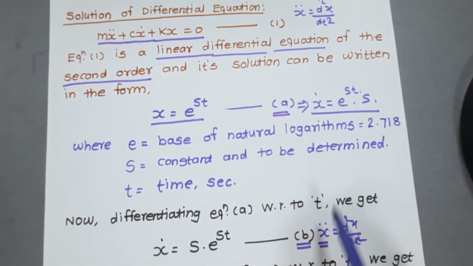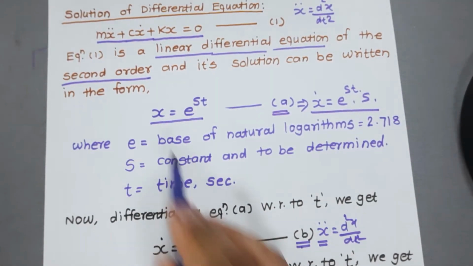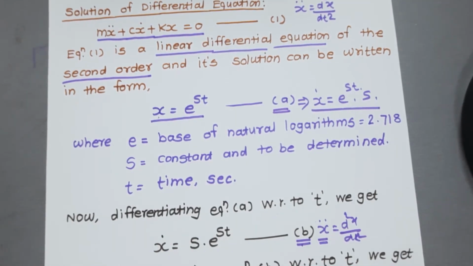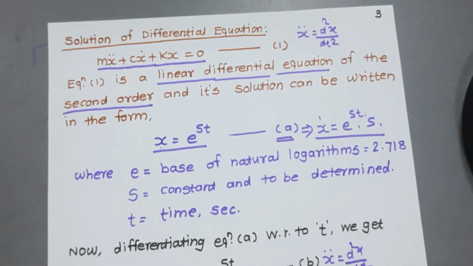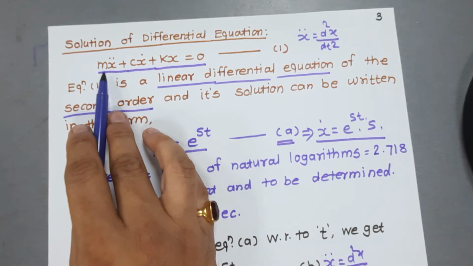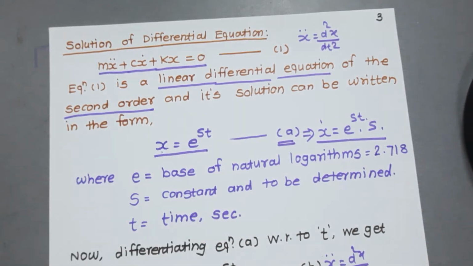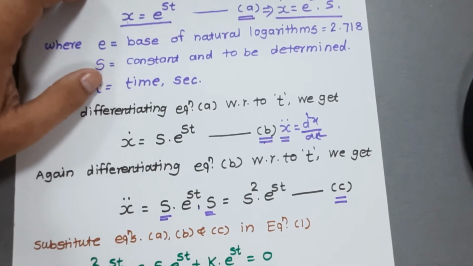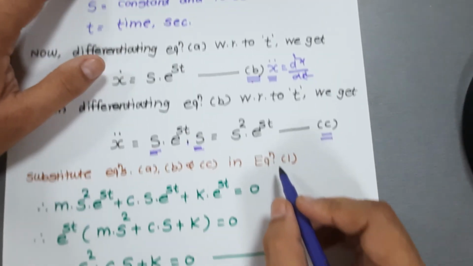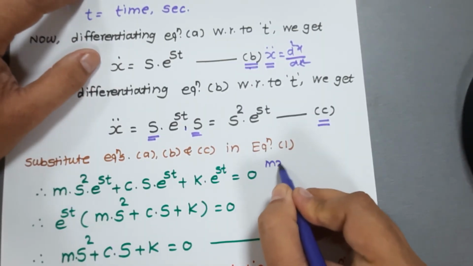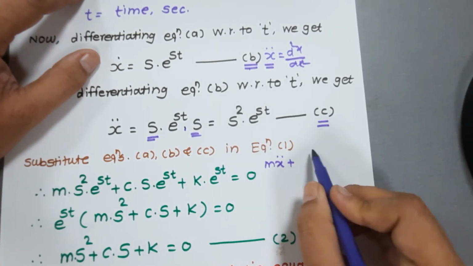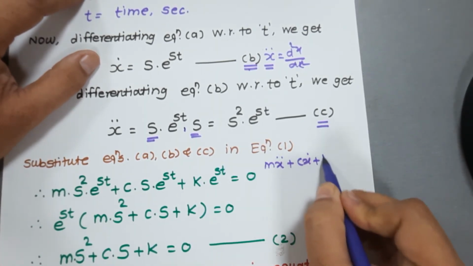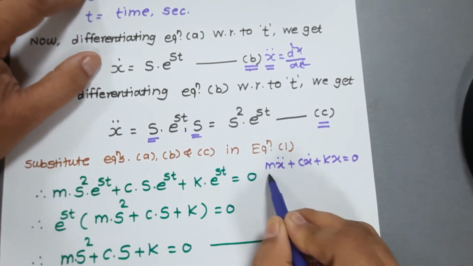Now we will put these equations A, B, C, that means the displacement, velocity and acceleration equations, in equation number 1. Observe, dear friend, I have reproduced this equation. What is equation number 1? We have equation number 1 as m x double dot plus c x dot plus k x is equal to 0. This is our equation number 1.